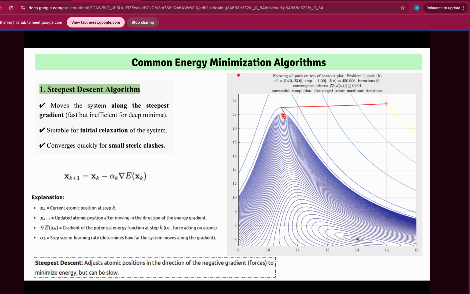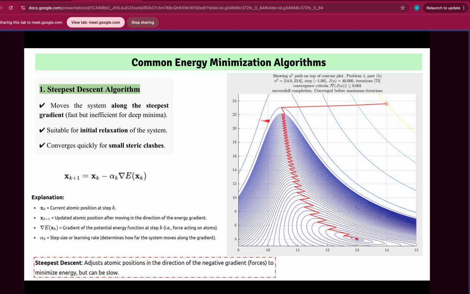Now there are different energy minimization algorithms which we use to move our protein from the initial point to the point which is the global minima. The first algorithm is the steepest descent algorithm. It moves the system along the steepest gradient. It is fast but inefficient for deep minima. If we have a deep minima, then this method will take a lot of time to reach there, so that's why it is inefficient.